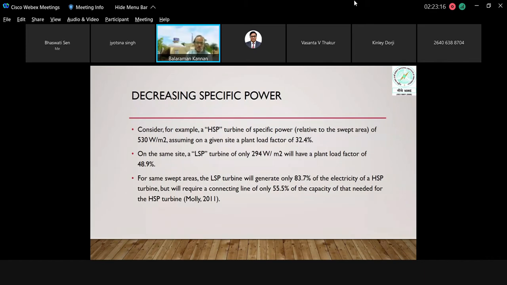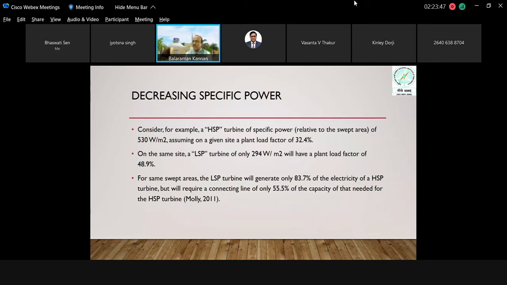So even if you talk about this comparison between 530 and 294, on a given site, the high specific power turbine could produce around 32.4% CUF, whereas a low specific power turbine could go up to 48.9%. Please remember, this is purely what we call the denominator effect. And on the energy part, the low specific turbine on the same location is going to generate only 83.7% of the electricity compared to the high specific power turbine.